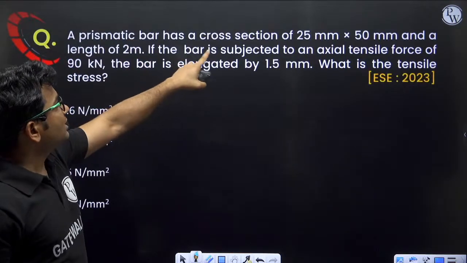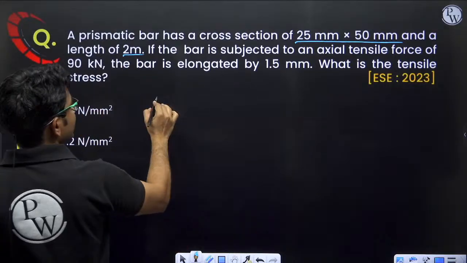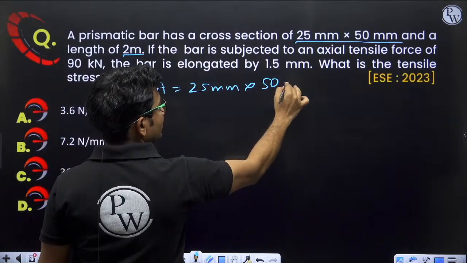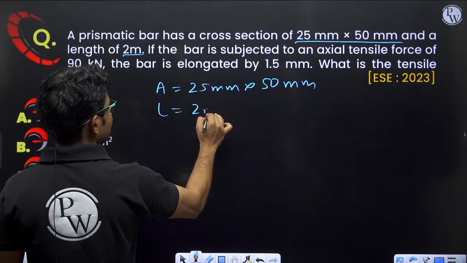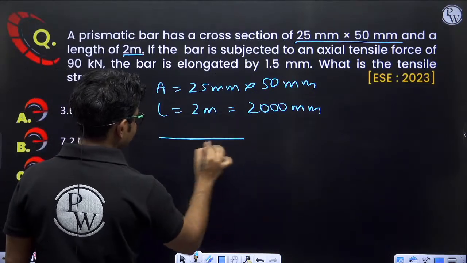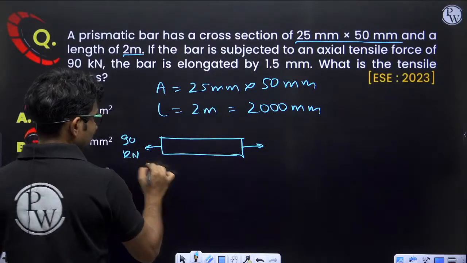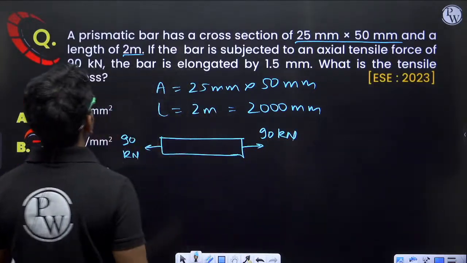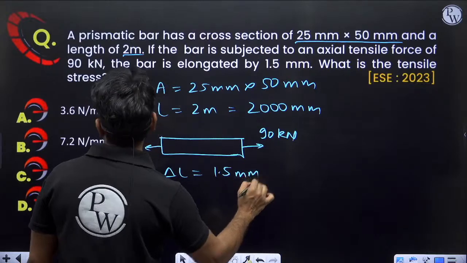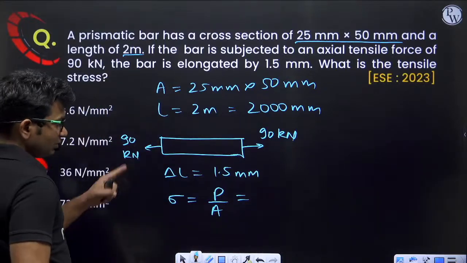A prismatic bar has a cross section of 25 mm into 50 mm and a length of 2 meter, that means 2000 mm. It is subjected to an axial tensile force of 90 kilonewton. The bar is elongated by delta L, the change in length, equal to 1.5 mm. What is the tensile stress? Tensile stress is load by area. What is the load? 90 kilonewton.